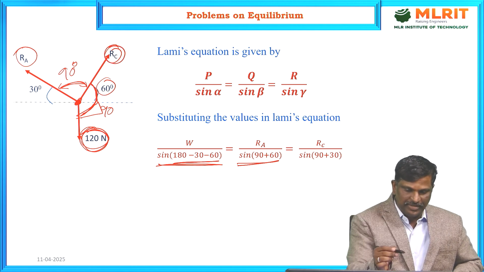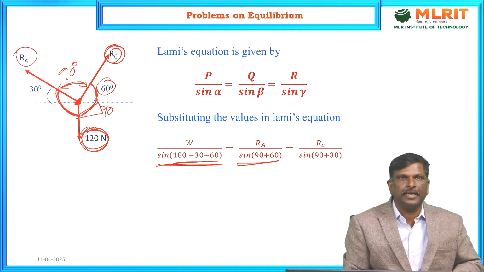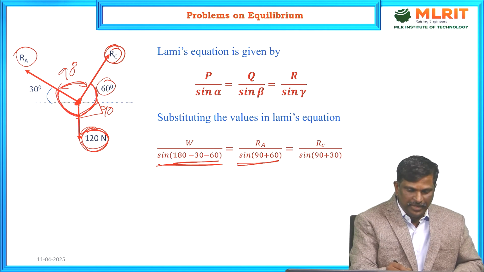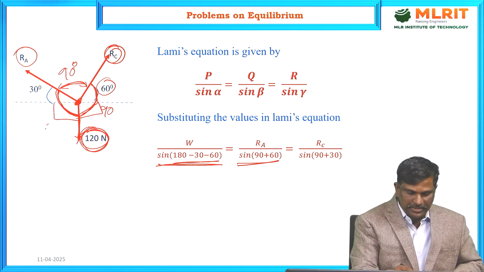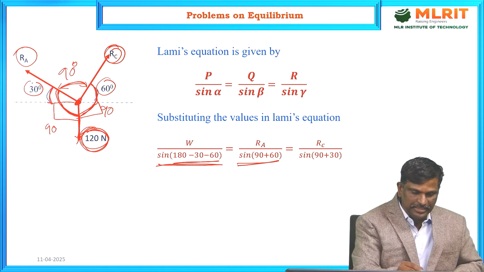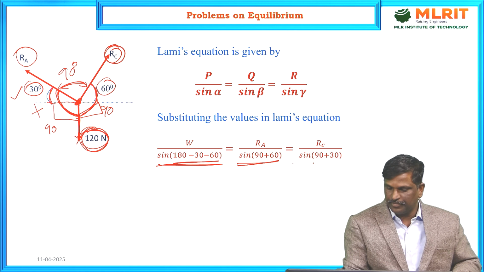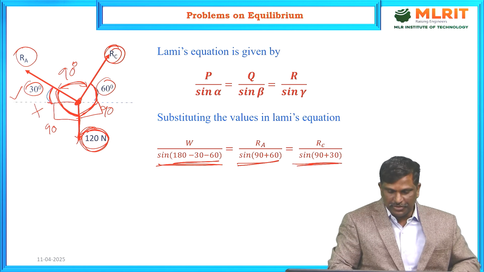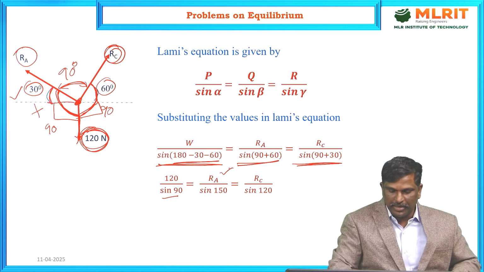Finally, RC divided by sin of the angle between RA and weight. The angle between RA and weight: weight is vertically downwards, so up to horizontal it is 90. From the horizontal line, RA is making an angle of 30 degrees. So the total is 90 plus 30. Now the equation is reduced to 120 divided by sin 90 is equal to RA divided by sin 150 is equal to RC divided by sin 120.